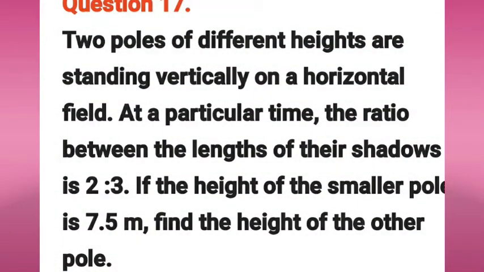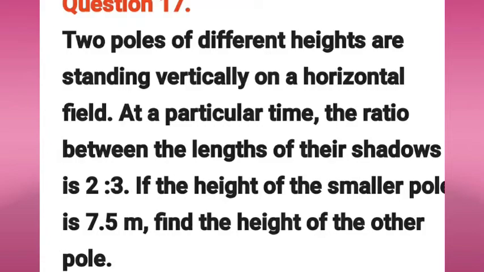Now next, question number 17. 2 poles of different heights are standing vertically on a horizontal field. At a particular time, the ratio between the lengths of their shadows is 2:3. If the height of the smaller pole is 7.5 meter, find the height of the other pole.